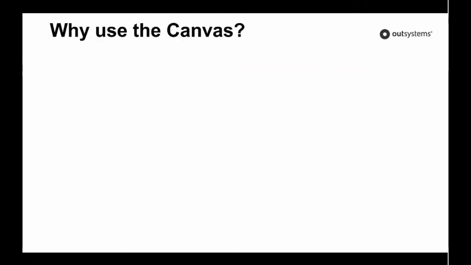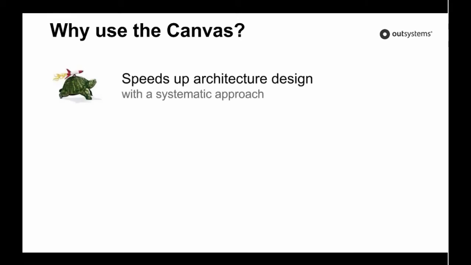So basically, the use of the canvas speeds up the architecture design with a systematic approach, so you know exactly how to attack a new design, and it's also a systematic approach for the developers in the development phase, because every time you need to build something, you know where to structure. Is this something related to end user UI? Is this related to a reusable business concept, or is this related to a non-functional requirement? Those sort of things.